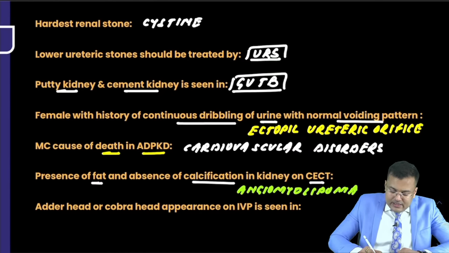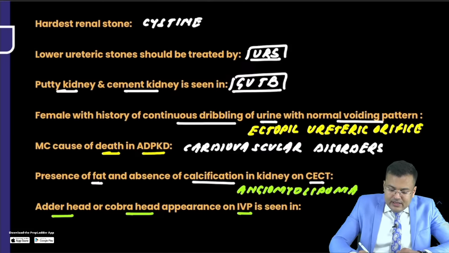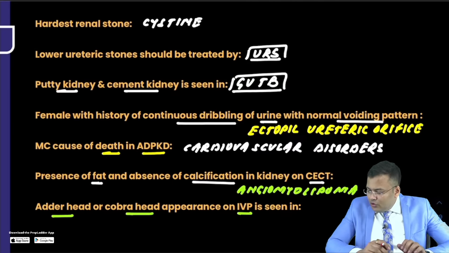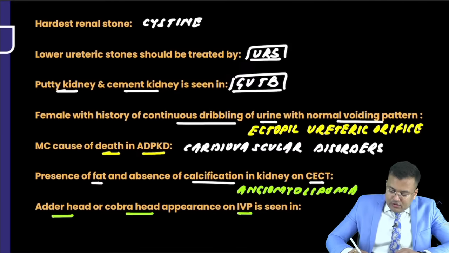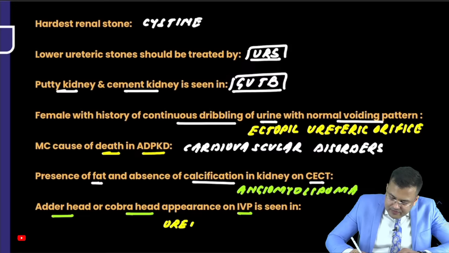Okay, guys, easy question. Adder head or cobra head appearance on IVP, it is seen in which condition? Uma, Appu, Vishal Roy, ureterocele. So adder head or cobra head appearance, it is seen in ureterocele.